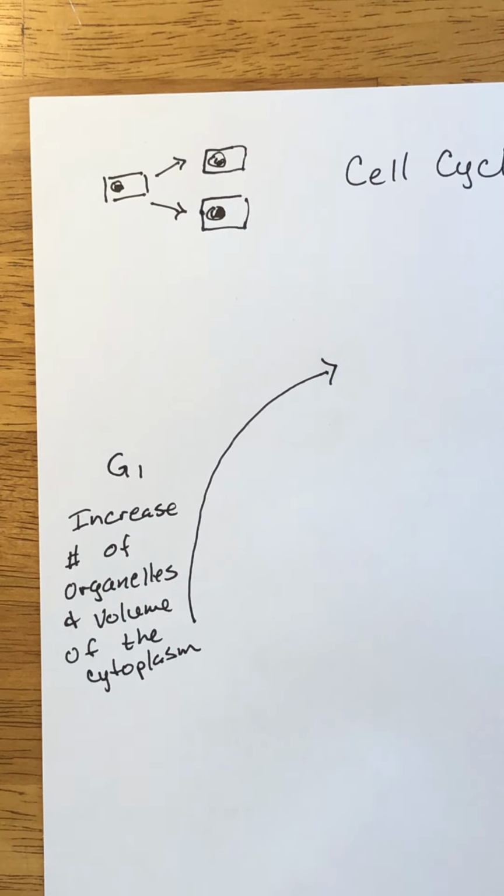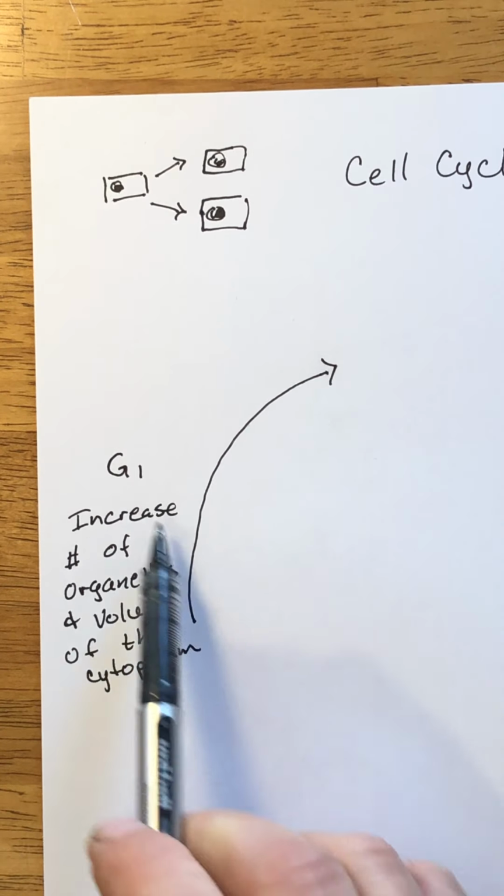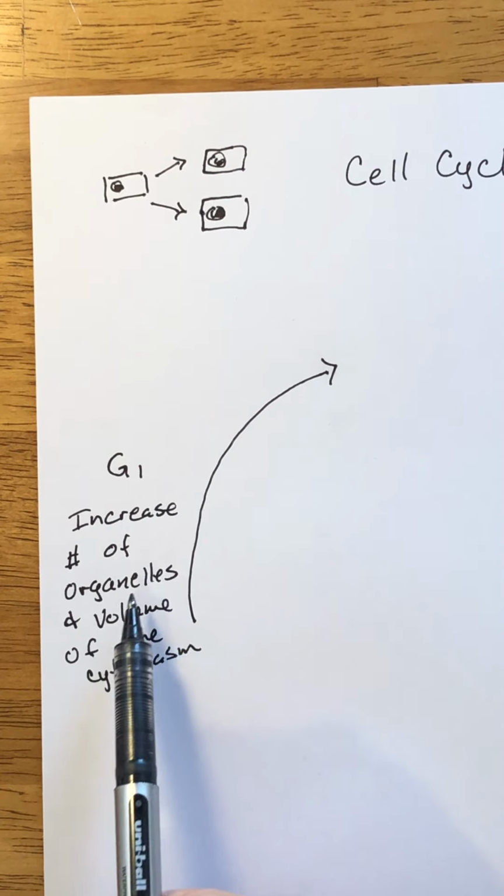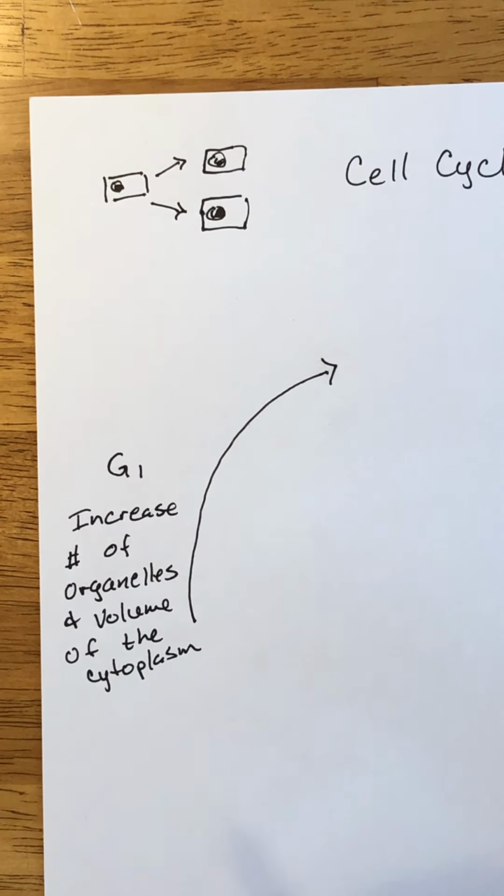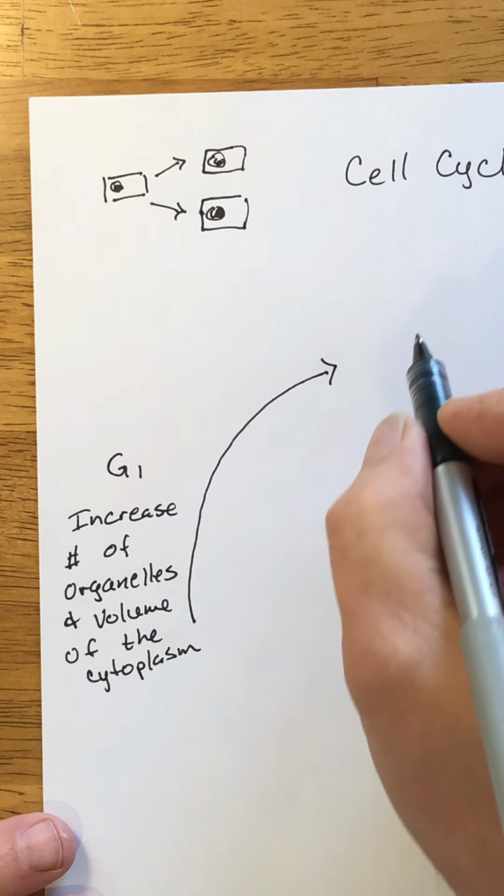And remember some of those organelles that we talked about: the energy organelles, the mitochondria, if you're talking about plants, chloroplasts, and ribosomes for protein synthesis. All of those organelles will need to increase in number, and also the volume of the cytoplasm. That happens during the G1 phase or stage.